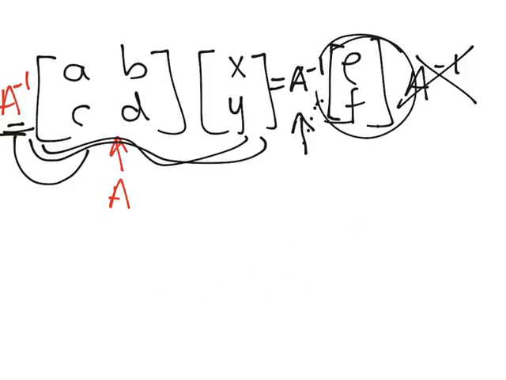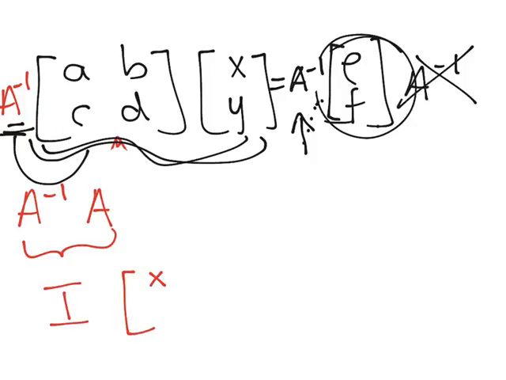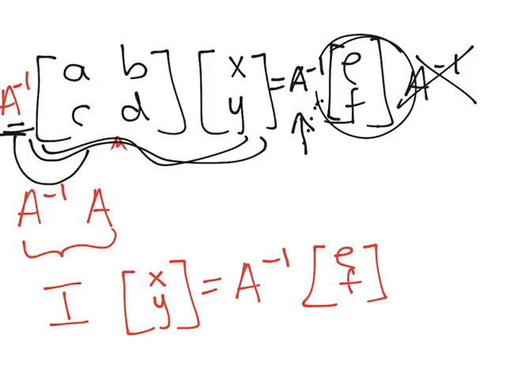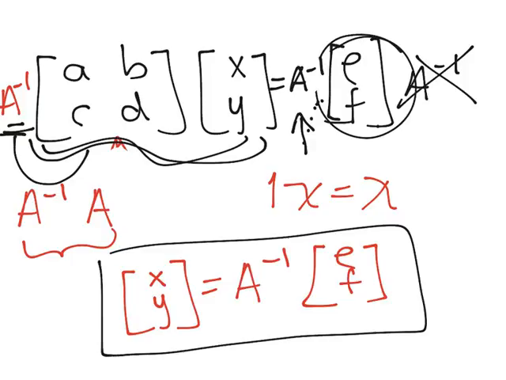But now that we have that clear, we find out that this is just A to the negative 1 times A, which we found out in the previous video is just the identity matrix. So we have the identity matrix times the matrix with x and y, which is equal to the inverse of A times the matrix with e and f. The identity matrix is basically like having a 1 in front, so if you have 1x, we know that that is equal just to x. So we can actually just erase it from here, and we find that we can solve for x and y just by multiplying both sides by the inverse of A.